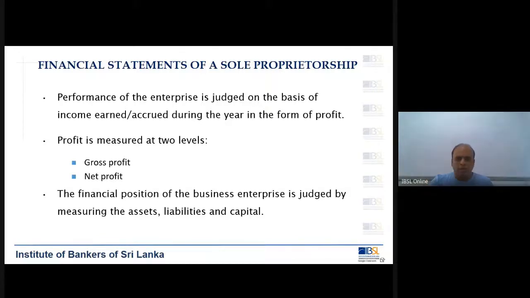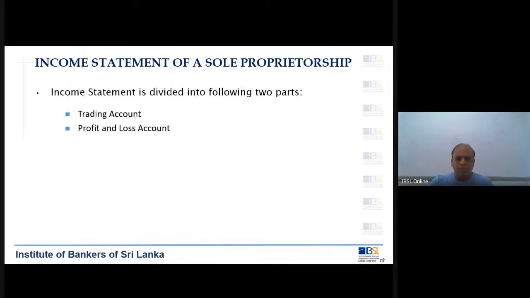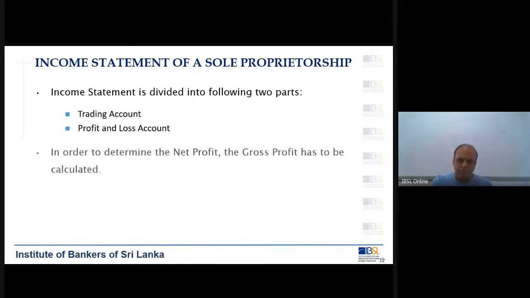And also there are two levels of preparing the P&L, where we call it the trading account and then the profit and loss account. So the trading account is basically to find out the gross profit of the business, and the profit and loss account will give you the net profit of the business.